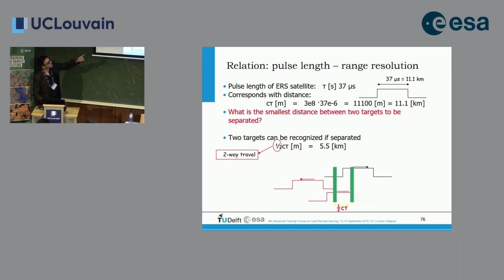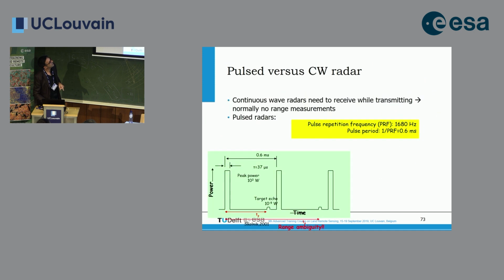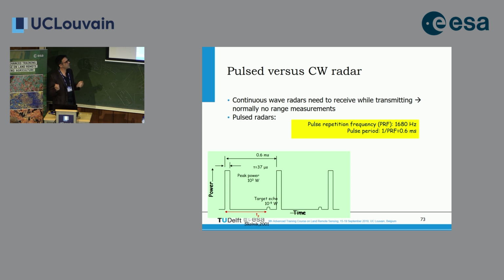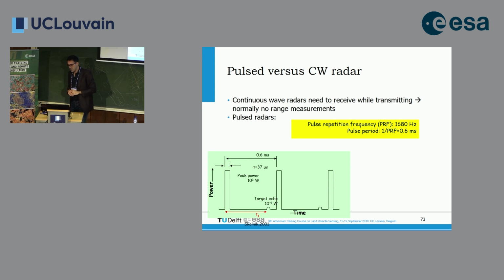Let me go back. The 37 microseconds, if I go back to the previous slide, here. The 37 microseconds here is this time. Now if I would like to make it smaller. So suppose I'm a radar engineer at SAR, or I want to design a new satellite. I would like to make it 10 times smaller. Then I go to 3.7 microseconds. That would give me immediately a resolution of not 5.5 kilometers, but let's say 500 meters, which is still horrible.